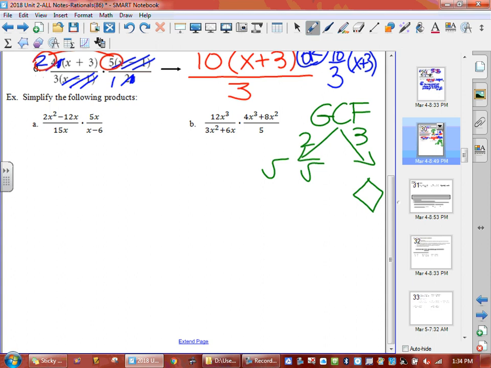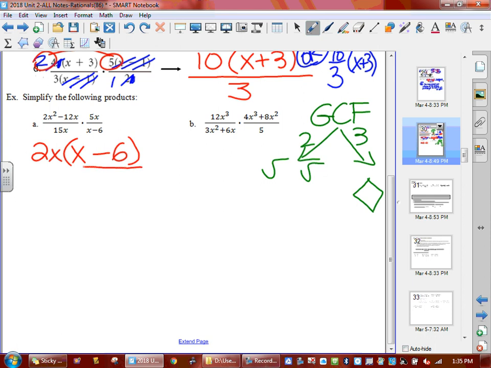What can I divide out of the top left? A 2 and x. 2x. So 2x comes out of the top. Now we divide it. So x squared divided by x leaves us just an x. Negative 12 divides by 2 and gives us a negative 6. All right, 15x on the bottom, and we write the other one right beside.